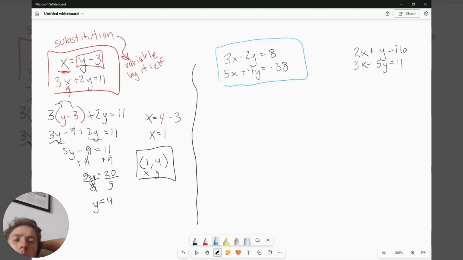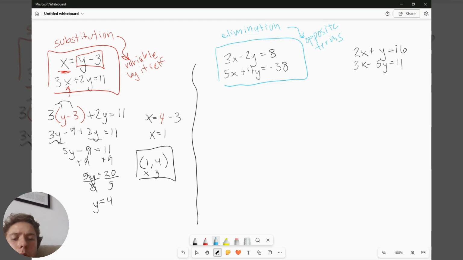If you tried to use substitution here, what generally happens is you're going to deal with a lot of ugly numbers, whether they're fractions or whether they're really weird decimals. Whenever you see something like this, you want to avoid substitution. Instead, we want to use our elimination strategy. Remember, for elimination, what we're looking for is opposite terms.